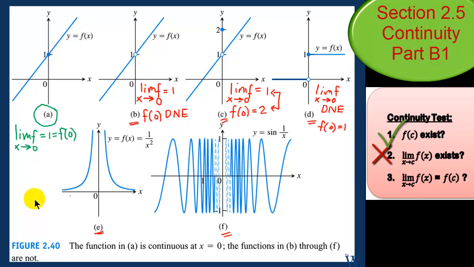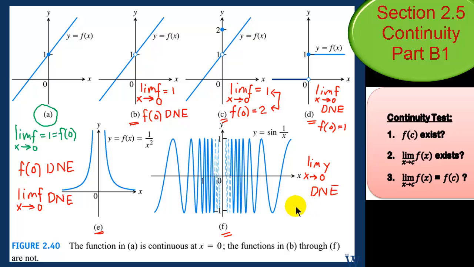How about f of x equal to 1 over x squared? First, what is f of 0? It does not exist. What is the limit of f as x approaches 0? It's not a real number. It approaches positive infinity, so again, it does not exist. And here it's an example that I have been showing to you. So the limit of f as x approaches 0 does not exist, and of course, f of 0 also does not exist.